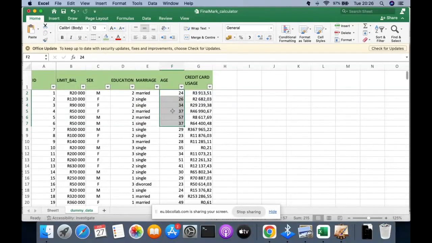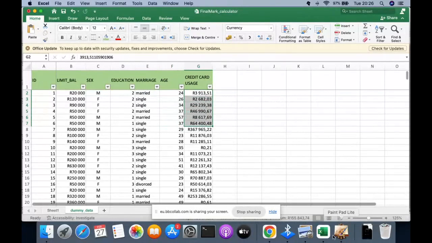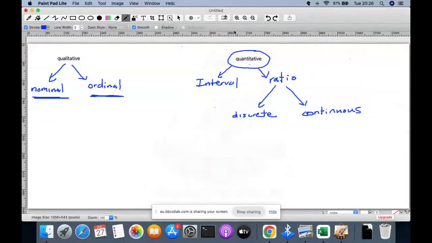If I took everyone here and averaged their age, that average number would make sense, because I can say that the average age of people from the study is that, and the same thing for credit card usage. All right, so that's how you determine whether it's quantitative. That's how you can determine whether it's not qualitative and it is quantitative. So you know you fall here.